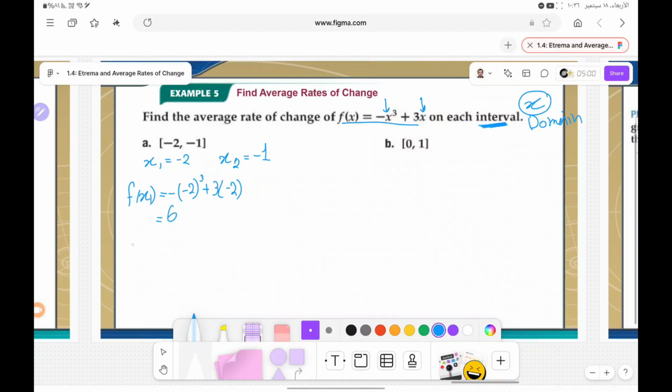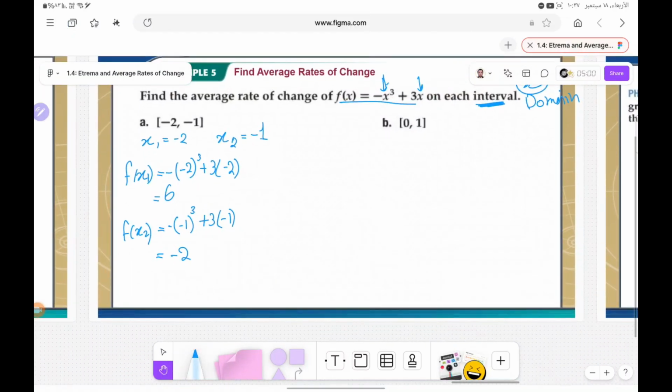Now let's find f of x2. What is x2? x2 is -1. So we are going to replace x with -1 here: minus (-1) cubed plus 3 times -1. So it will be plus 1 minus 3, so it will be -2. Okay, now after I found both values, let's write the formula.